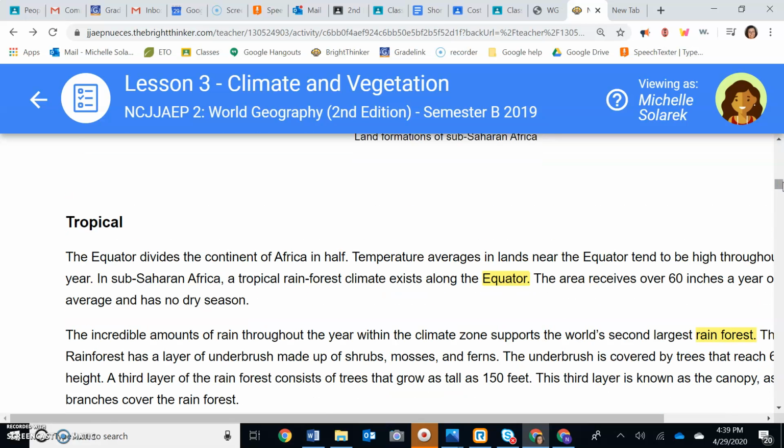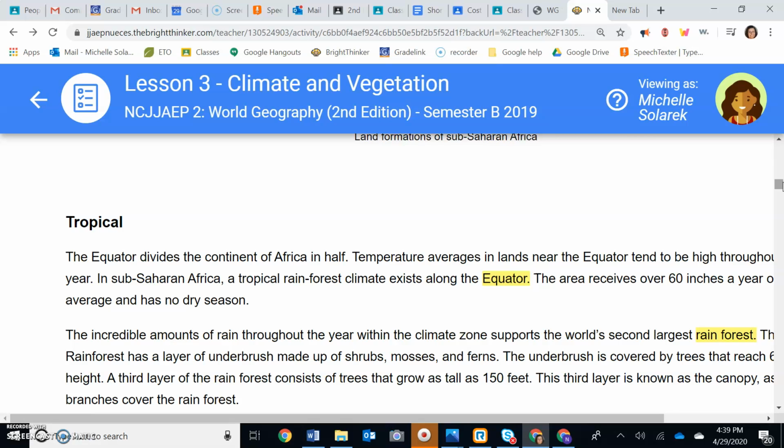The answer to number 2 is equator, so you can go ahead and start writing down equator for number 2, and I'll give you the question here in a minute. So, the equator divides the continent of Africa in half, and along each side of the equator there is a rainforest climate. So that is my question. What divides Africa in half and has a rainforest climate? And the answer is equator. So number 2, you wrote down equator.